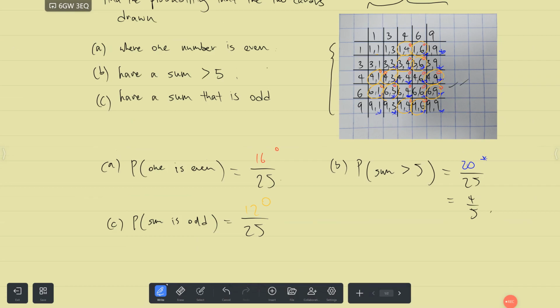That's it for now for how to use a possibility diagram. Remember there's no working, just counting, and remember how you set up a possibility diagram: you list out all the possible combinations.